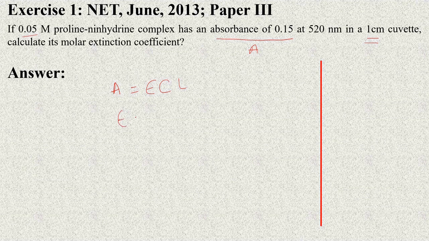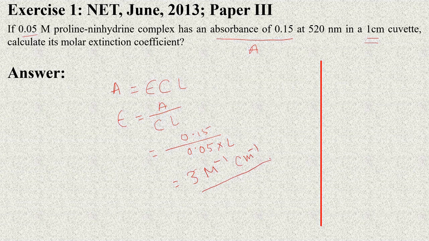So epsilon is equal to absorbance divided by concentration into L. The absorbance is 0.15, the concentration is 0.05, and L is 1. So the answer will be 3 per molar per centimeter. This will be our answer.